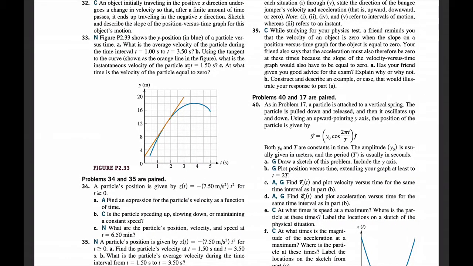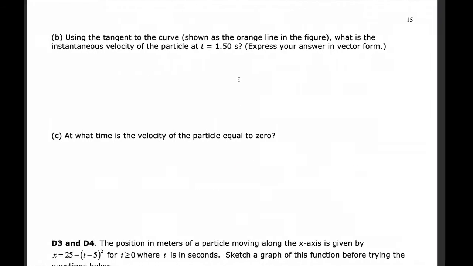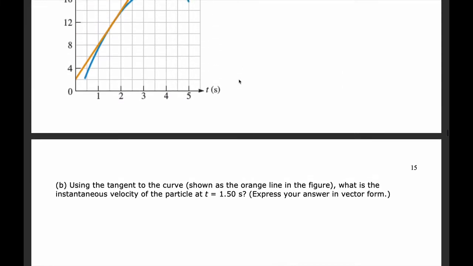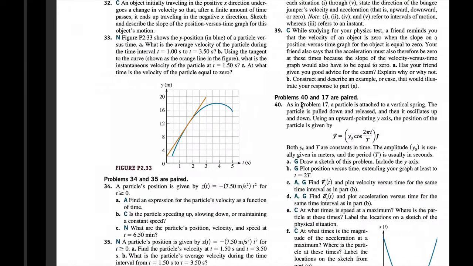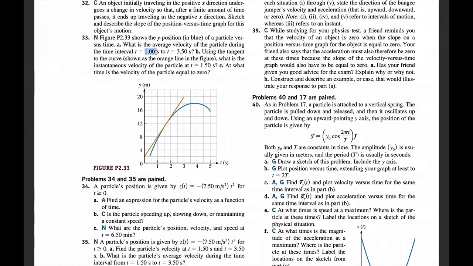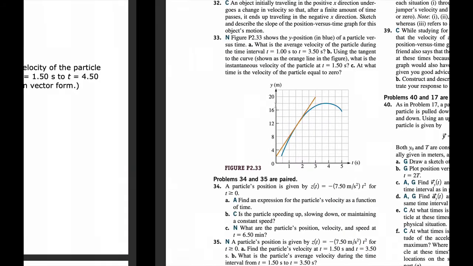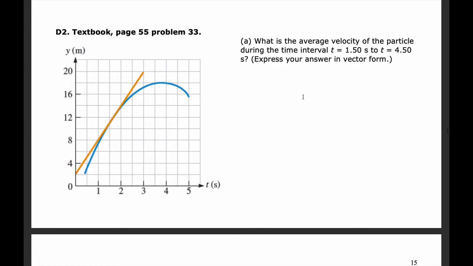Interestingly, this tells you that this is page 55, problem 33, but that is not what it says on the sheet. At what time is the velocity of the particle equal to 0? Yeah, it's almost the same, but apparently there's a discrepancy here. So if we look here, it's got t equals 1.5 to t equals 4.5, and in the book it says t equals 1 to t equals 3.5. Maybe I have a different version. I don't know, but I'm going to go with what's in the worksheet.